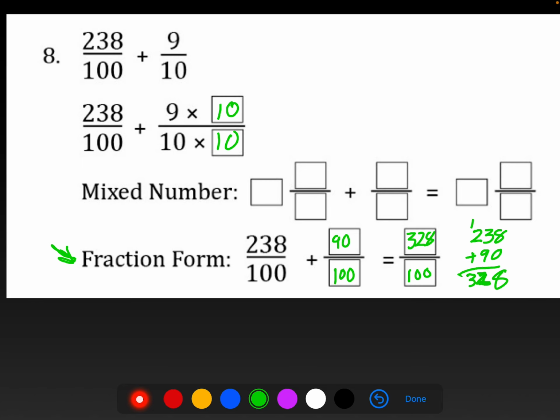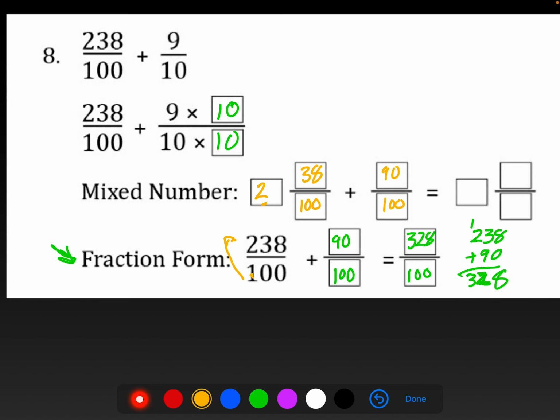So right here, let's look at this one. I'm going to do yellow now. 100 goes into 238 twice. That gives me 200. Remember, our denominator stays the same. 238 minus 200 is 38, because I did this 100 times 2. That's how I got there. That was 200 subtracted from the 238. All right, so then we are going to add that to, well, we've already solved that part. We knew it was 90 over 100.